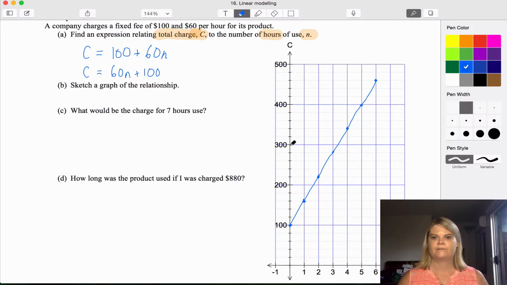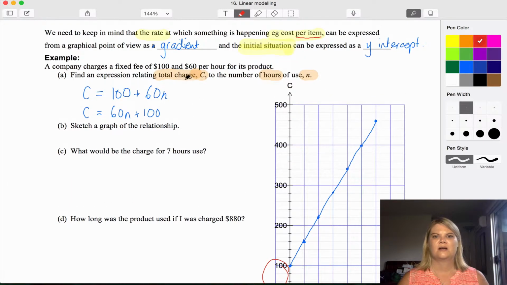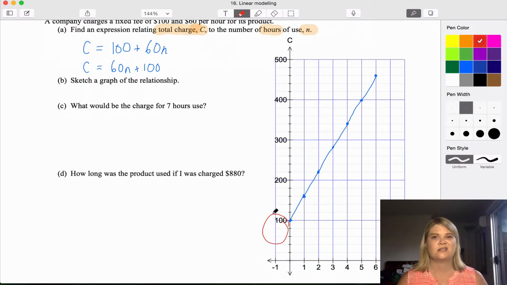Okay, you'll notice that I haven't extended my graph past x equals 0. And that's on purpose. What is our x value? Hours. You can't have -1 hours in this example. So we don't need to extend our graph down further. So start here at 0 hours and just extend out to the right. Sketch graph, done.